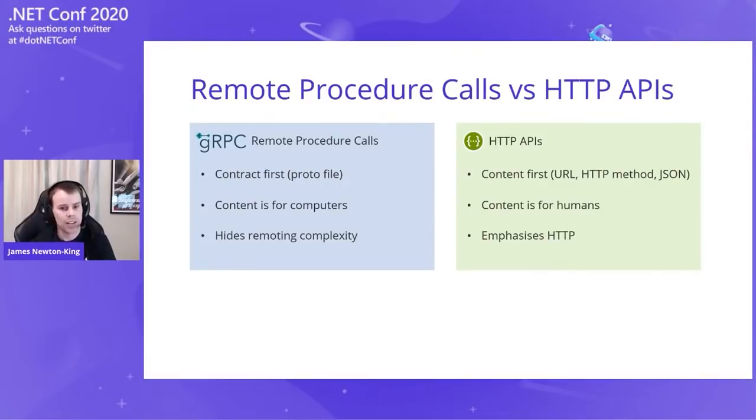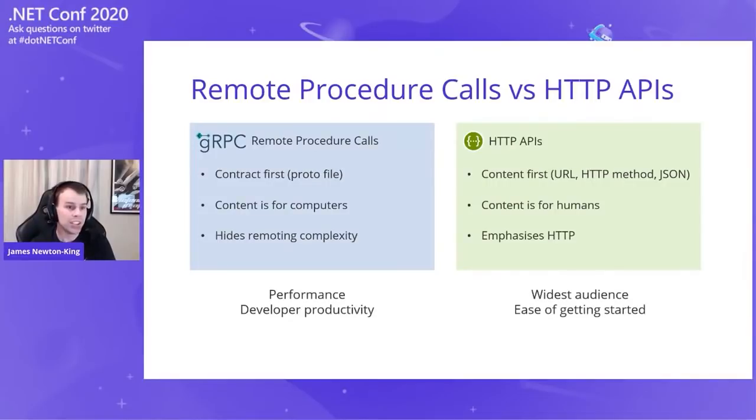So if I was going to sum up these two approaches, gRPC focuses on performance and developer productivity, while RESTful APIs are about the widest audience because every computer is able to talk HTTP 1.1 and JSON, and also the ease of getting started.